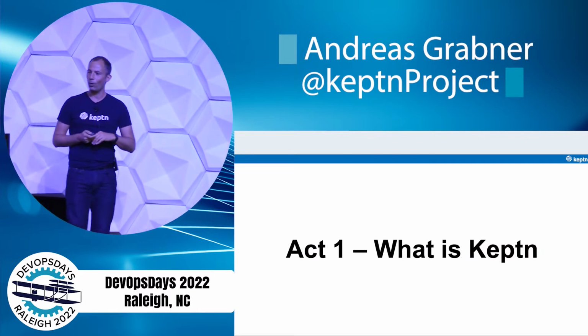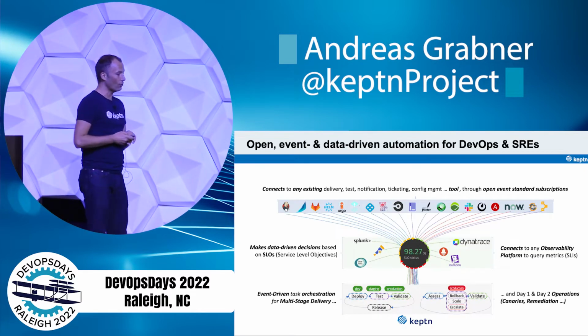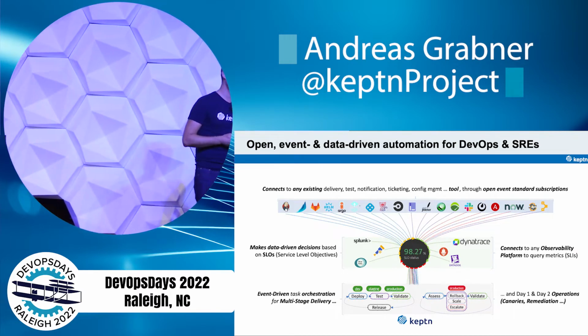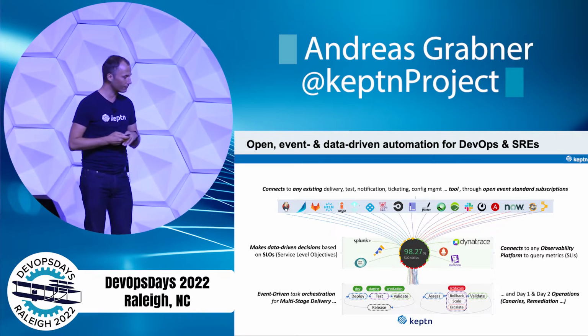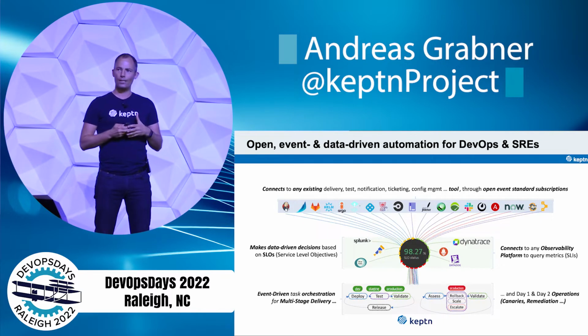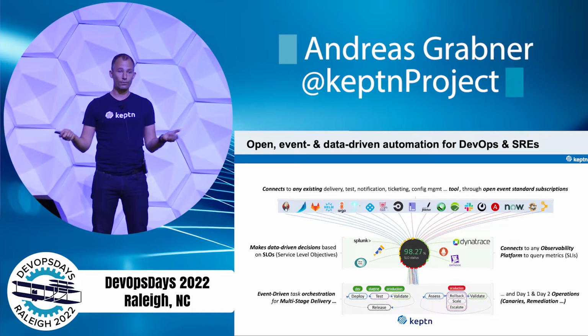So, act number 1, what is Keptn? Keptn is, as you can read it from the top, an open event and data-driven automation tool for DevOps and SREs. This sounds like a marketing person invented this. What Keptn really is, it's an orchestration tool where we want to help you as DevOps engineers or site reliability engineers to get your code fast into production and keep it there in a safe way.